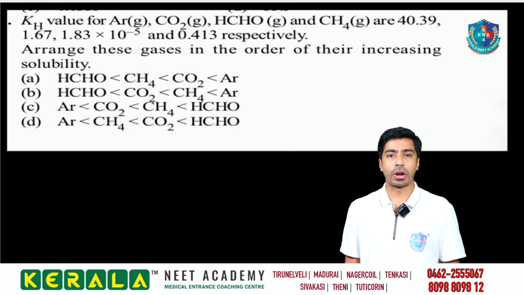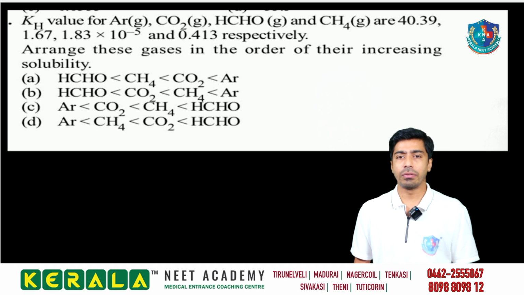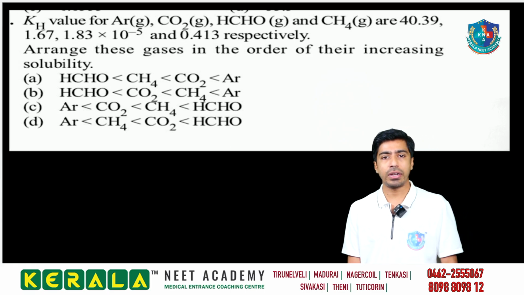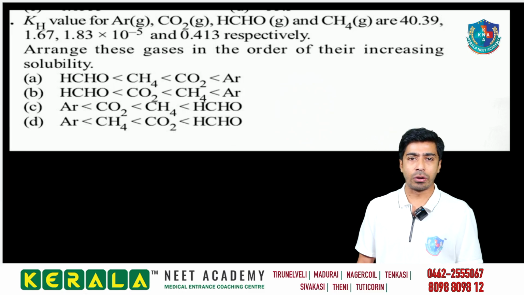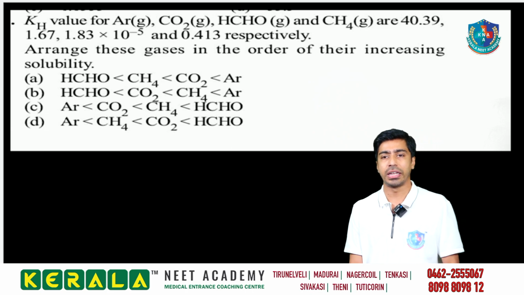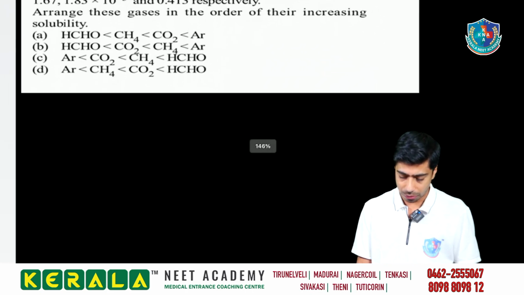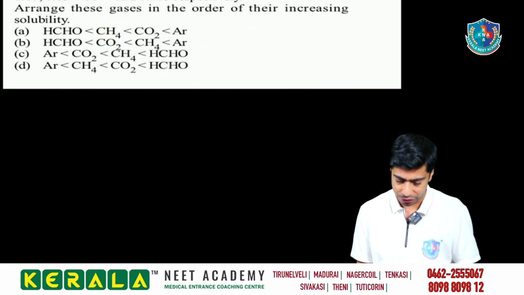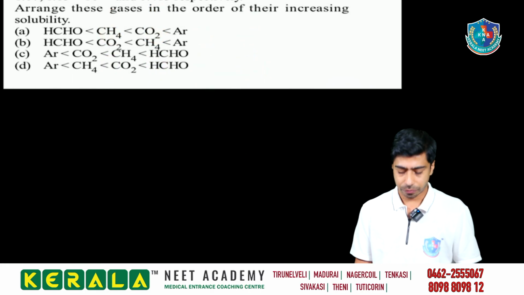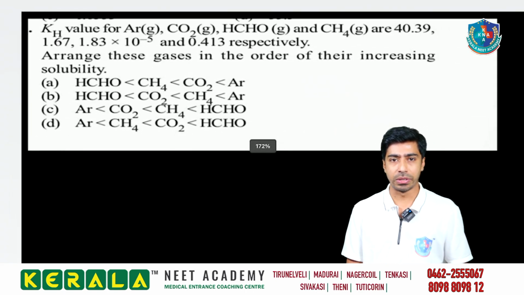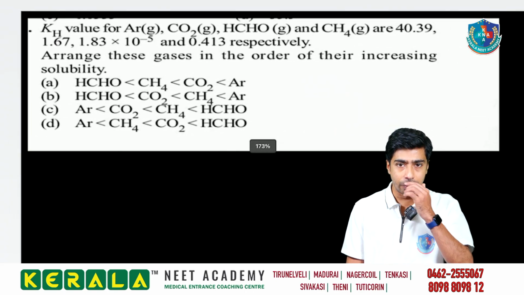KH values for argon, carbon dioxide, formaldehyde and methane are 40.39, 1.67, 1.83 into 10 raised to minus 5 and 0.43 respectively. Arrange these gases in the increasing order of their solubility. Now we have different gases provided, so we'll see the KH value for each gas. Please go through the question and we'll see the values.